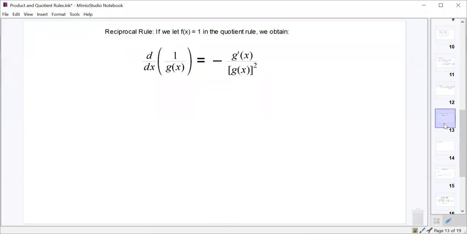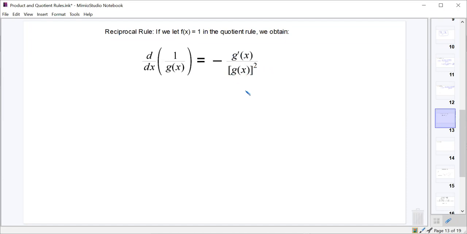Let's see. I think we're going to have to wait on doing this. And now let's do it. We got time. We got 3 minutes. Let's do it. This reciprocal rule is just an extension of the quotient rule. So the reciprocal rule says if you have 1 over a function and you're looking for its derivative, then the result is always the opposite of the derivative of that function divided by that function squared.